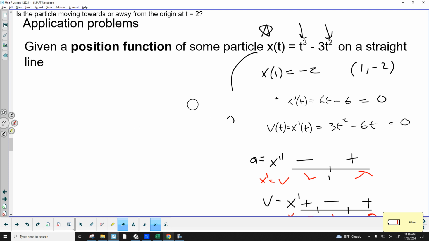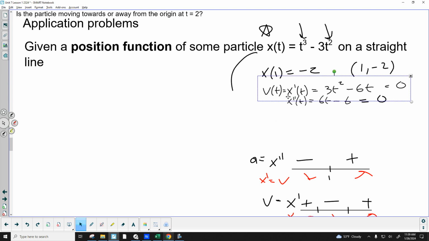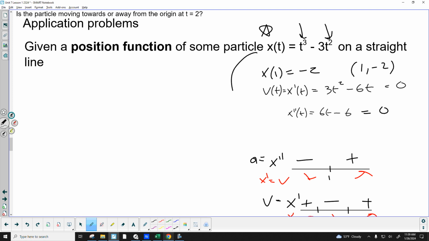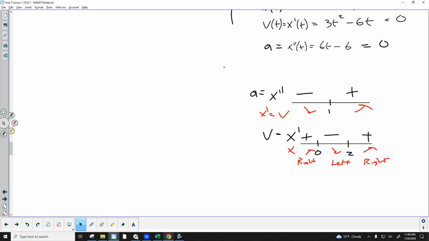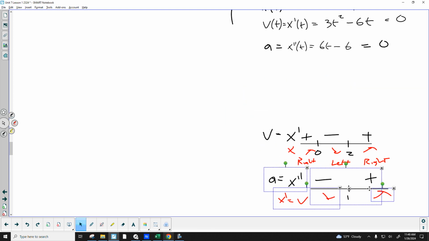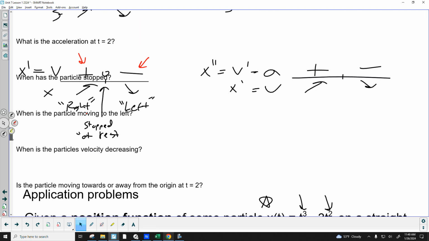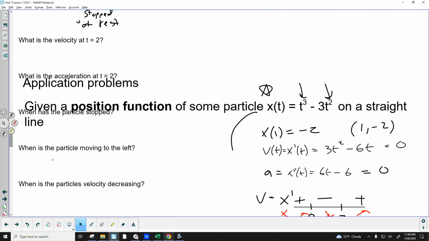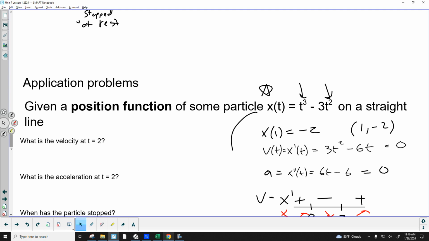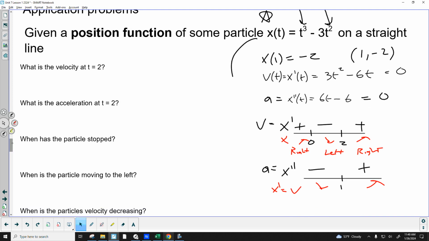So let's find out. Let's move our velocity to be up here. Let's move our acceleration to be down here. We have our sign analysis. We have a's equation. Let's move my acceleration sign analysis to be below this. Let's get our questions out, and let's start answering our questions. Okay. We got everything I need.